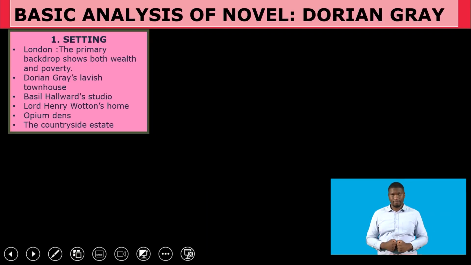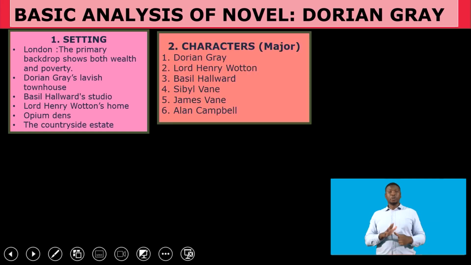Now, let's look at a basic analysis of The Picture of Dorian Gray. The setting is London primarily. Then we've got Dorian Gray's lavish townhouse, Basil Hallward's studio, he's an artist, Lord Henry Wotton's home, the opium dens when Dorian becomes very deplorable, and the countryside estate. These are our major characters: Dorian, Lord Henry, Basil, Sybil, James Vane, and Alan Campbell.